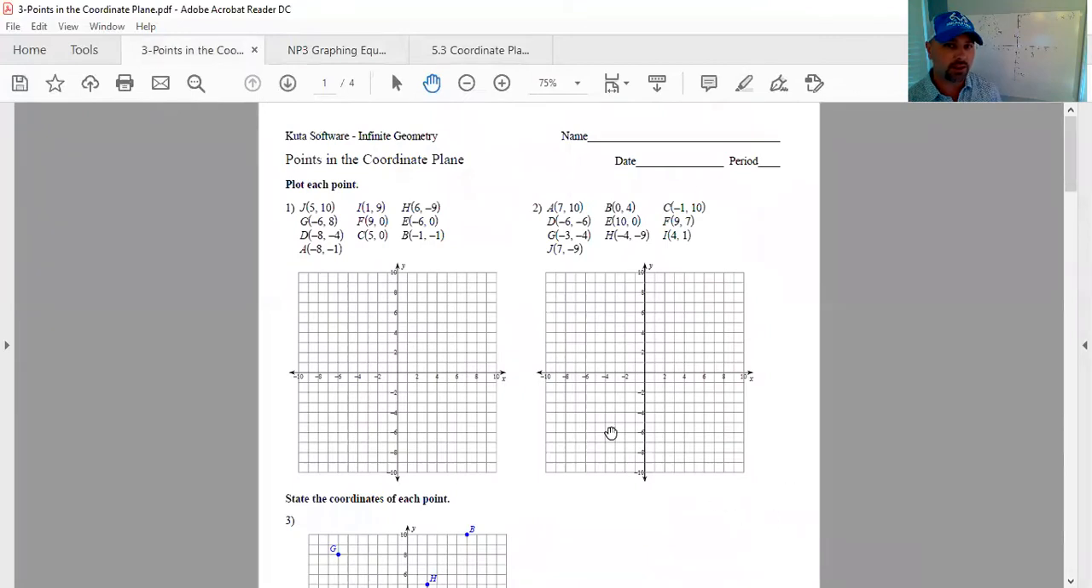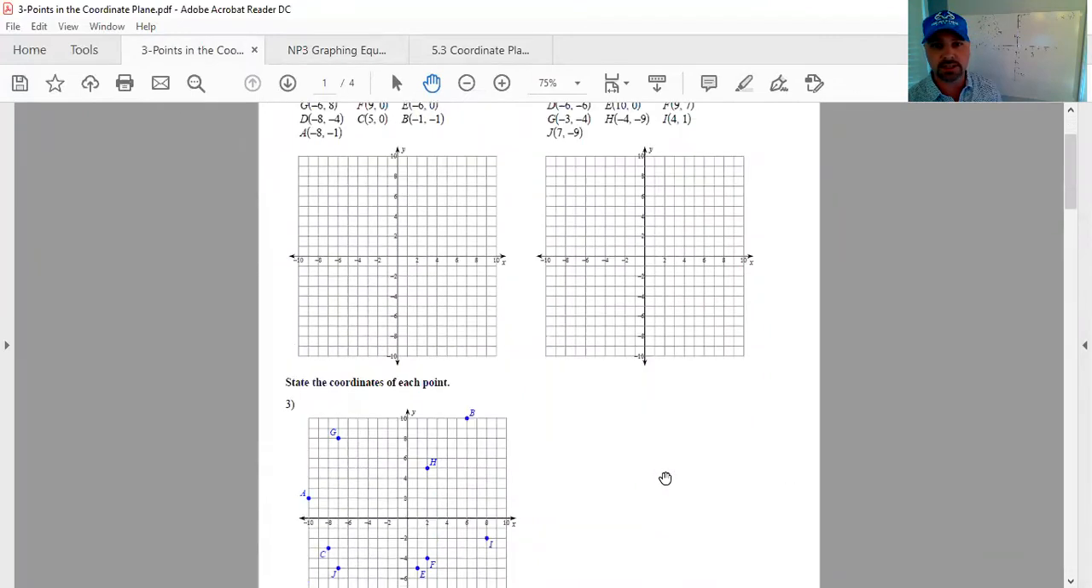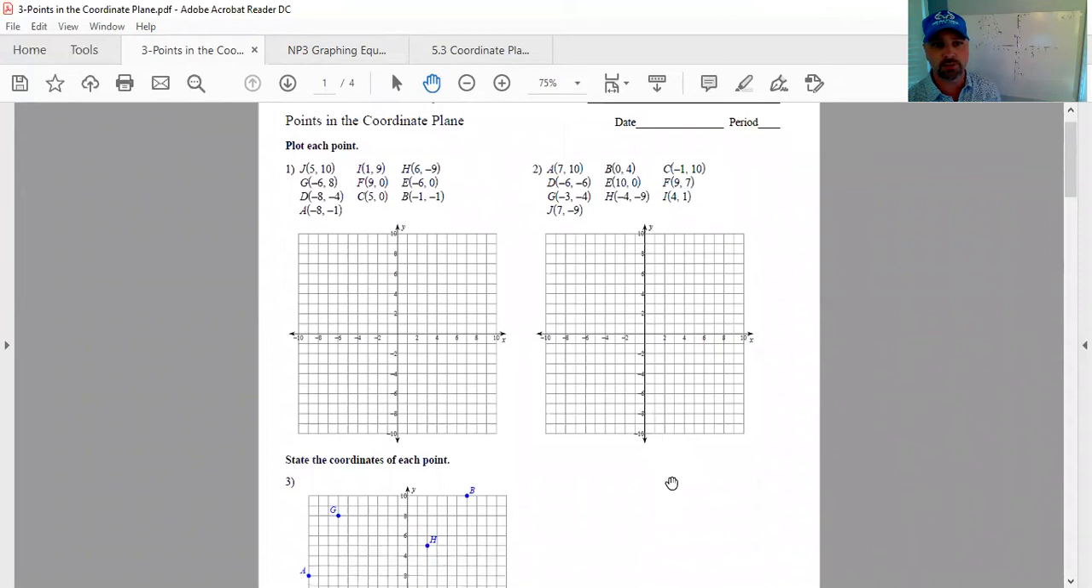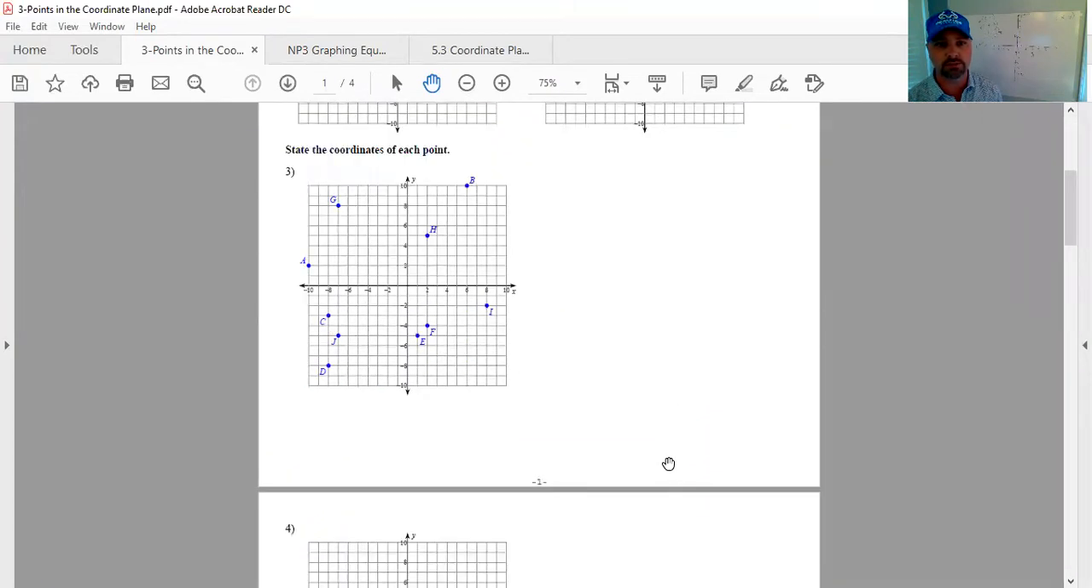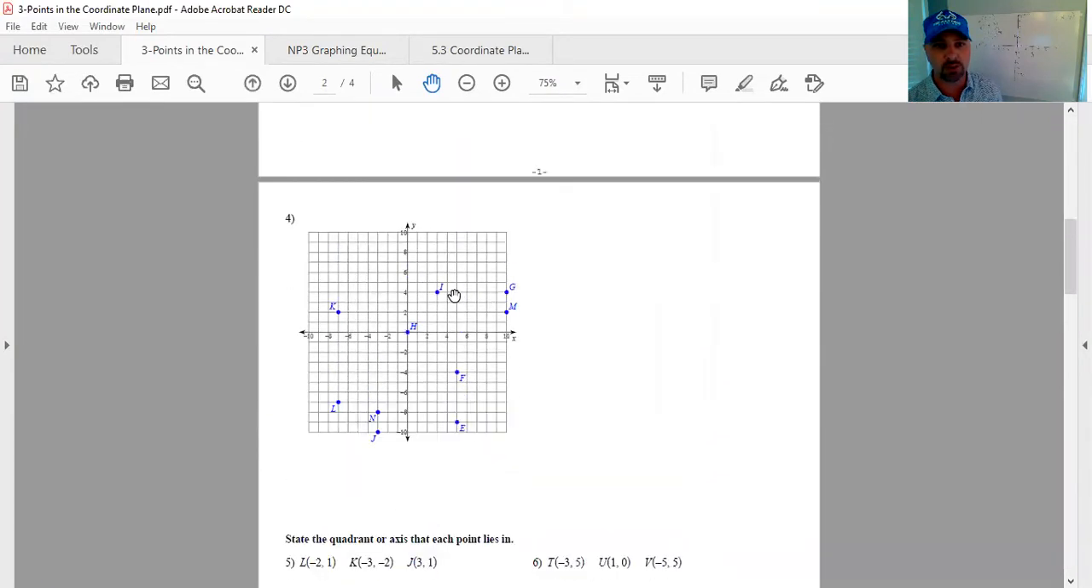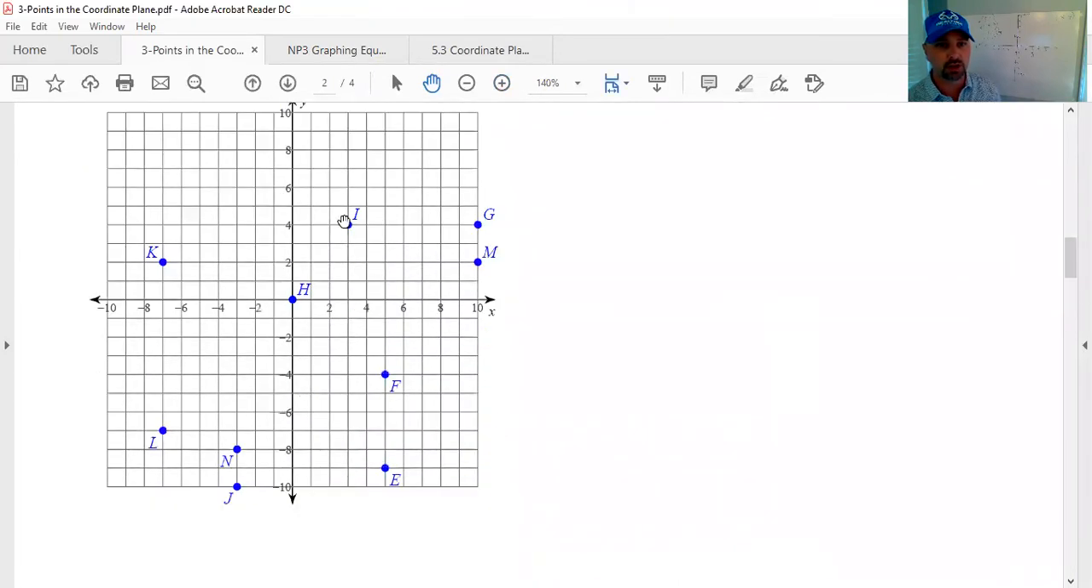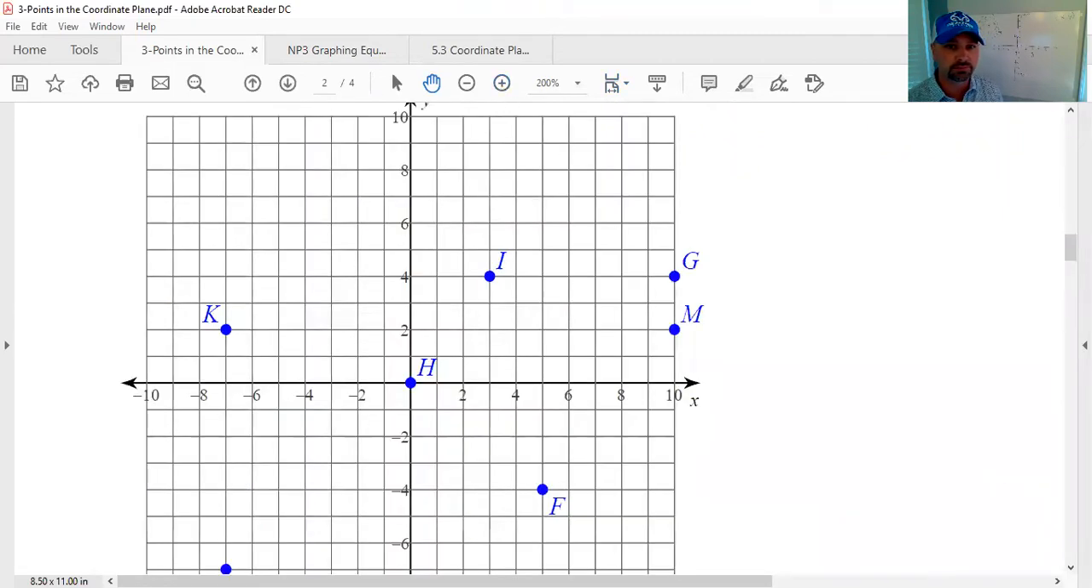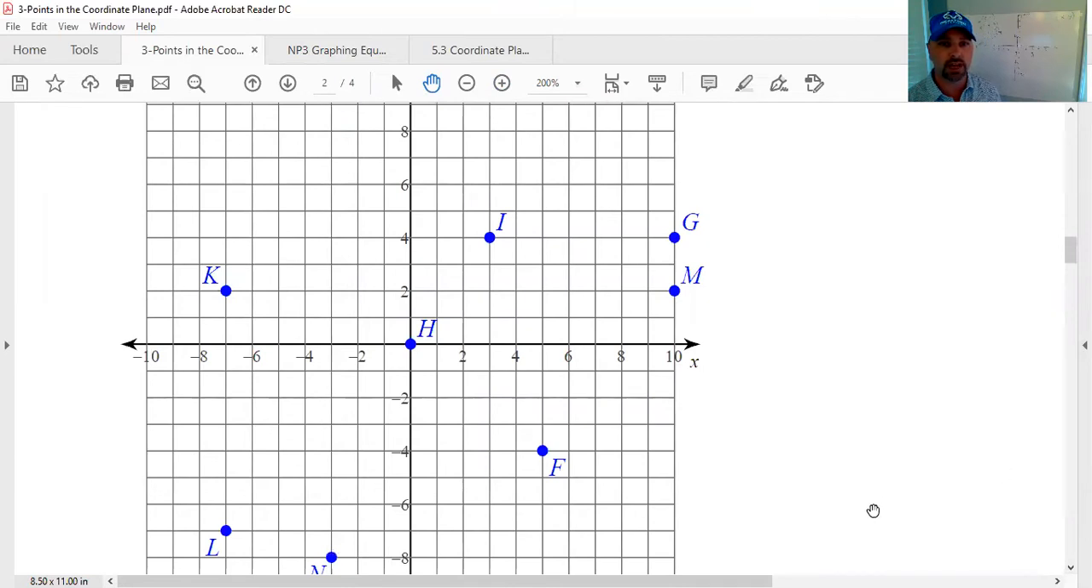And then the third worksheet that I'm sending is just putting points on the grids, okay? And then describing the points that are on the grids. You could definitely do that part. Take a look at I. What do you think I is? So what are these coordinates? Take a look at I.